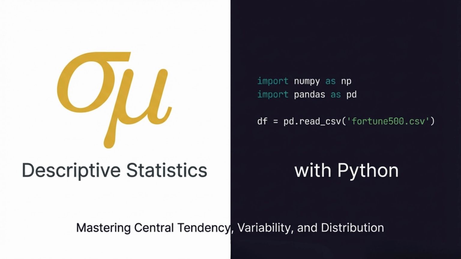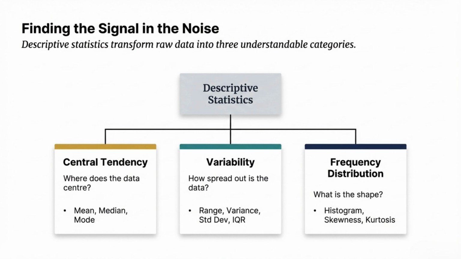In this session, we will learn how Python helps us summarize and understand data using statistical measures such as mean, median, mode, variance, and standard deviation. These concepts form the foundation of data analysis, research, and machine learning. Let's begin by understanding why descriptive statistics matter in data science.